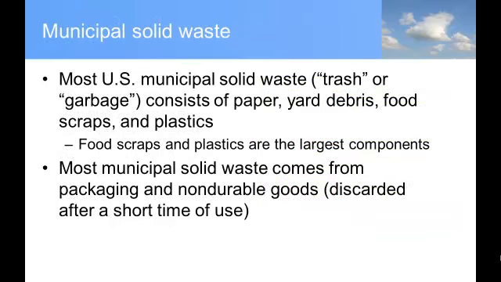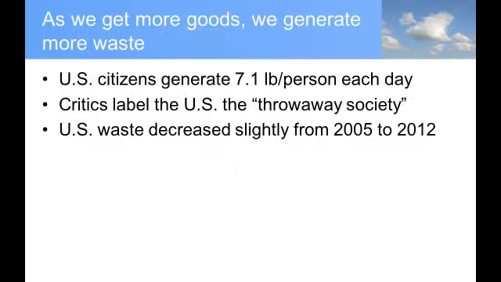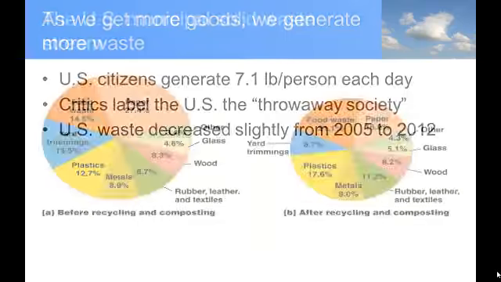Most municipal solid waste is things like paper, trash, yard debris, food scraps, stuff like that. The biggest components are food scraps and plastics. A lot of it is packaging and non-durable goods, stuff that's thrown away after a very short period of time. Fun fact, the U.S. citizen generates an average of 7.1 pounds per person each day, which has resulted in us being labeled as the throwaway society, although the waste we generate has decreased slightly between 2005 and 2012.